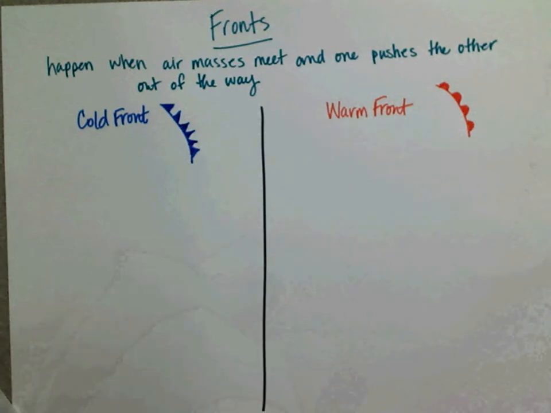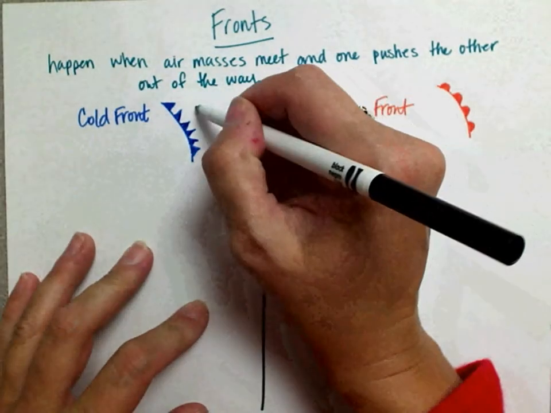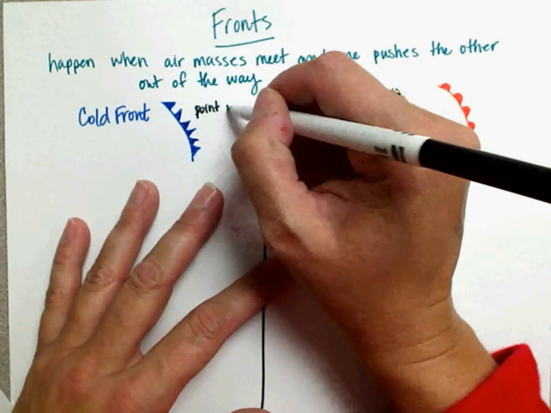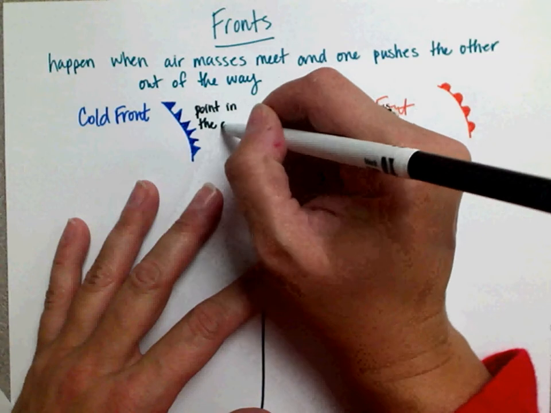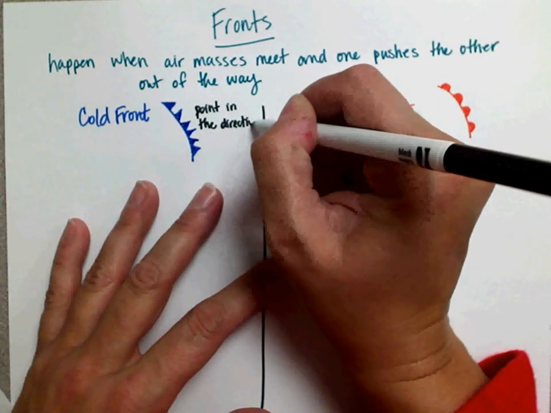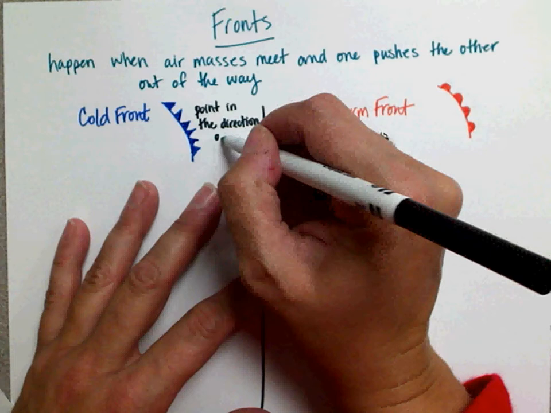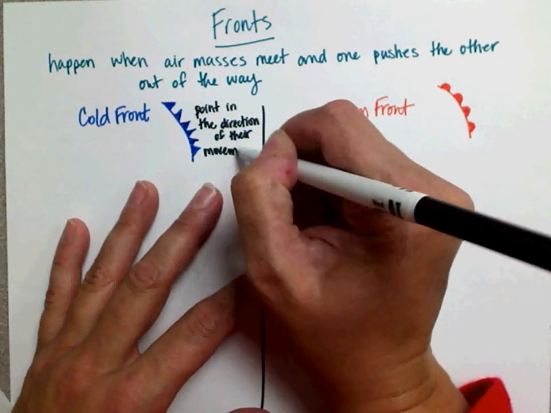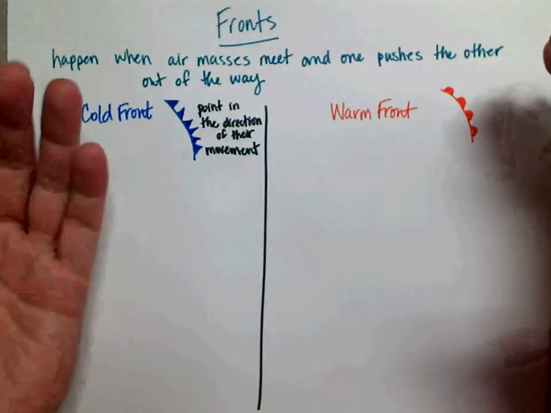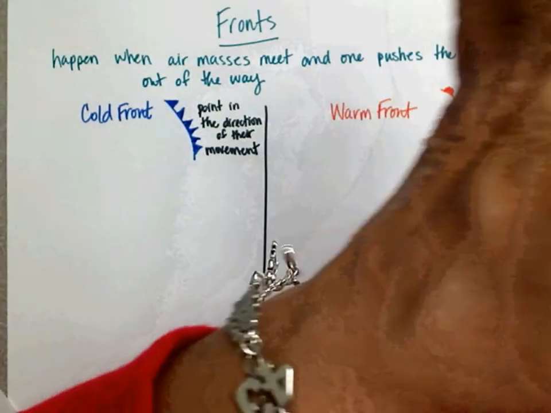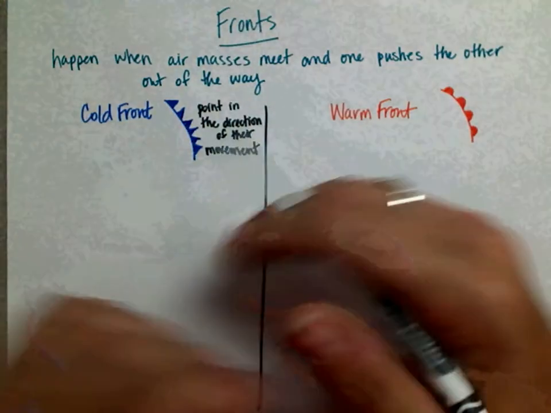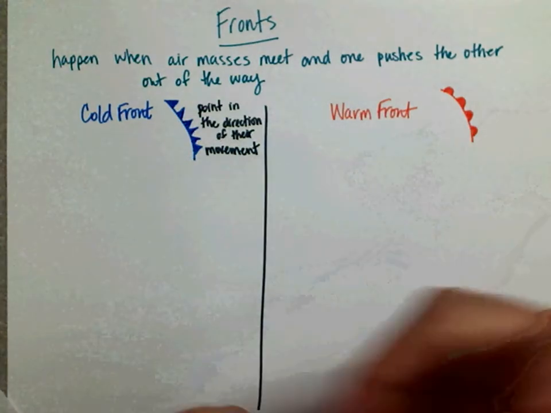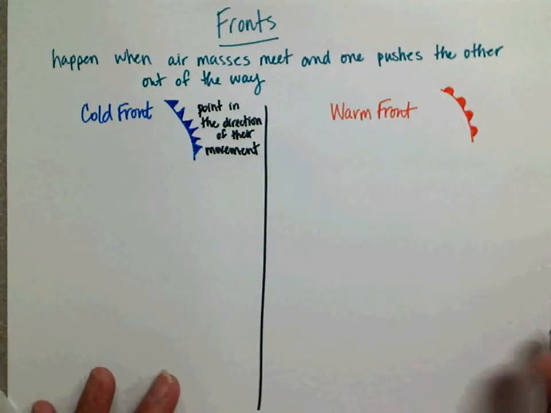those symbols are always going to point in the direction of their movement. Both of these will always point in the direction that they're moving. So if they're pointing this way, they're going to go that way. If they're pointing this way, they're going to go that way. If they're pointing up, then they're going up. Okay? But they're always going to move in the direction that they're pointing. Okay? Does that make sense?